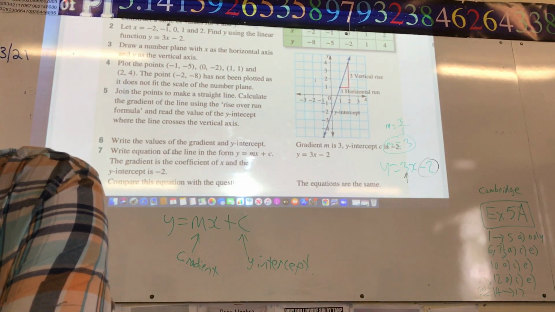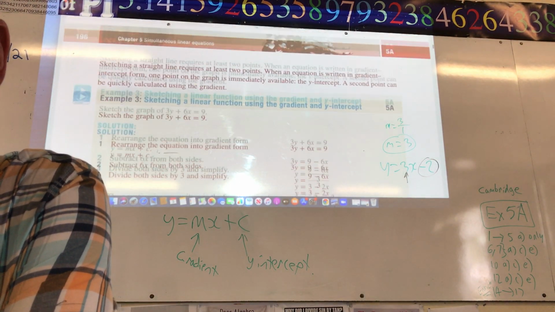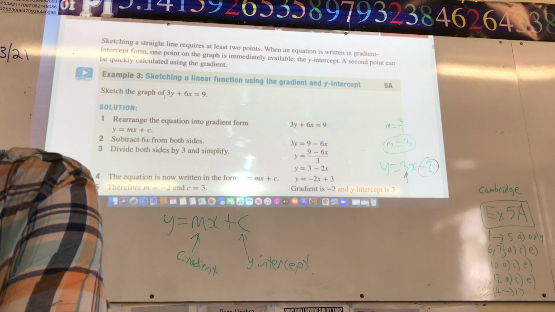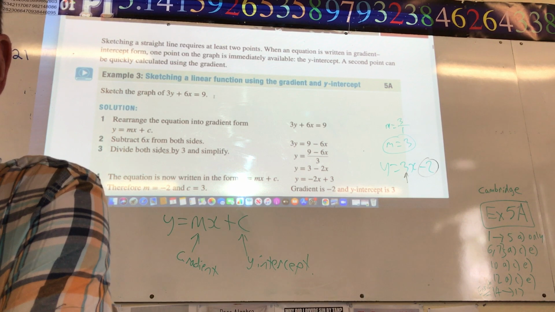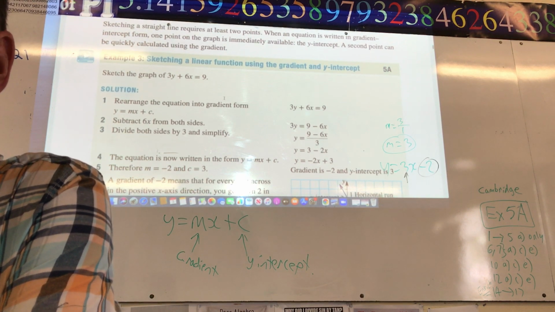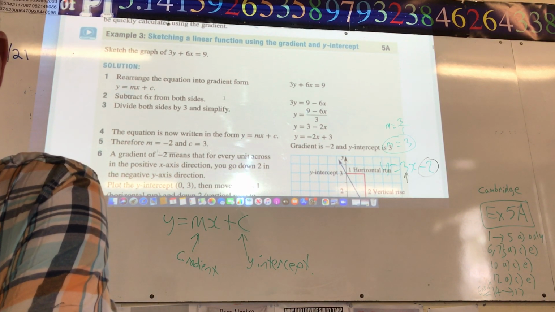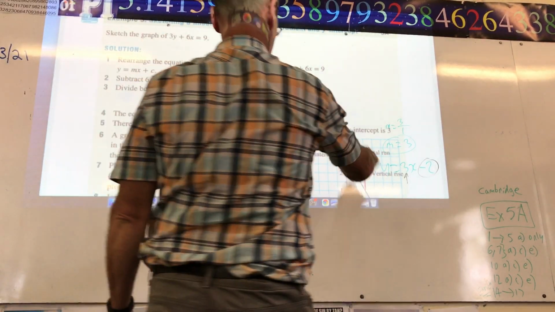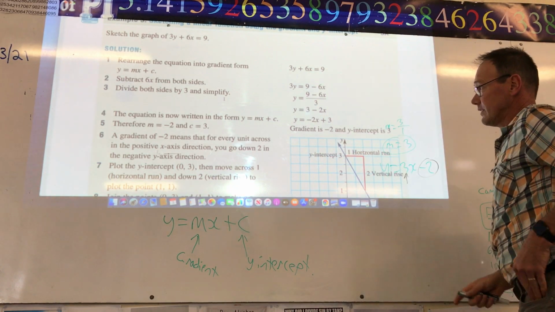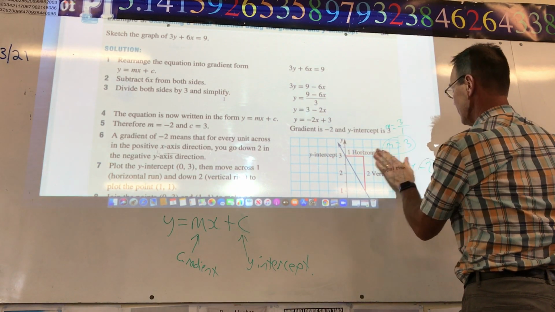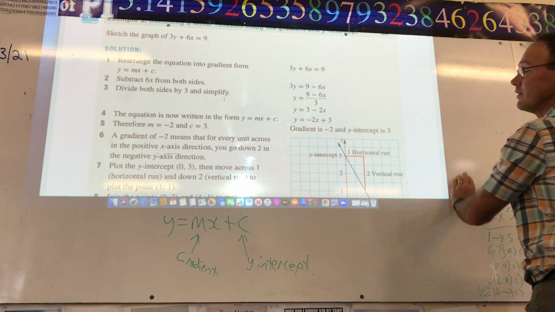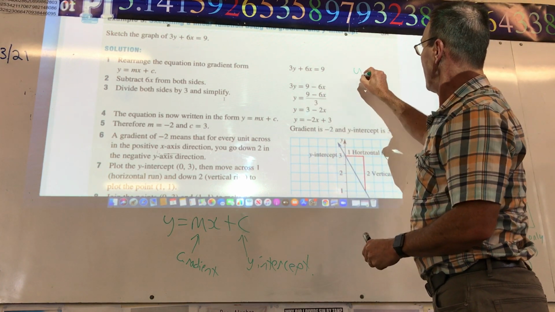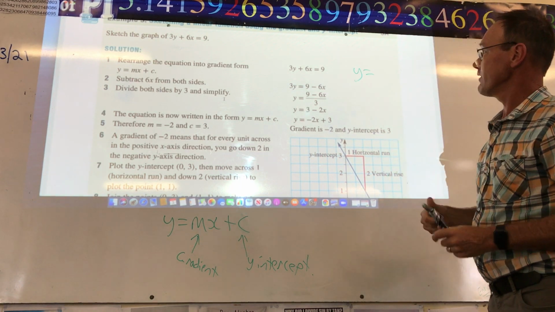So, let's use it. Let's sketch, this is example 3, 3y plus 6x equals 9 using the gradient and the y-intercept. And that's what's happening here. So, if you want to sketch 3y plus 6x equals 9 using the gradient and the y-intercept, how do you do it? Well, it has to be in the form y equals. So you have to rearrange it first.